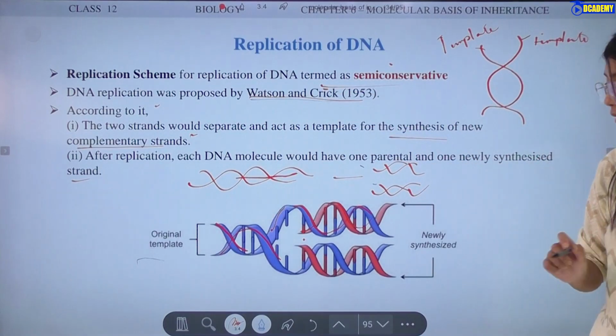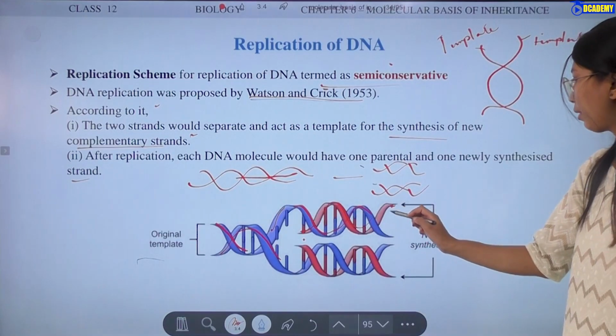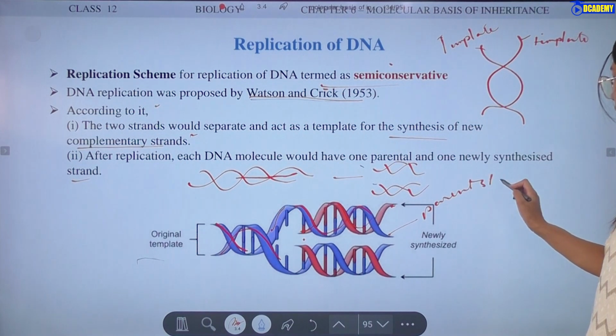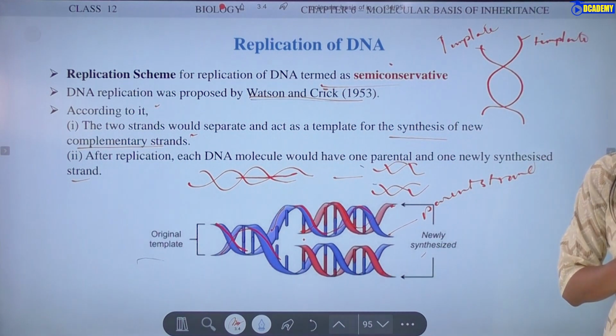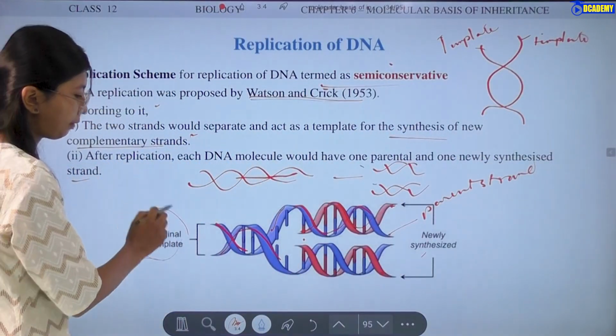Each new DNA molecule has a parent strand, the original template, and a newly synthesized strand.